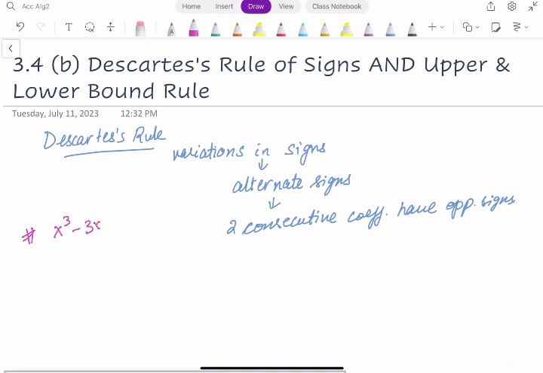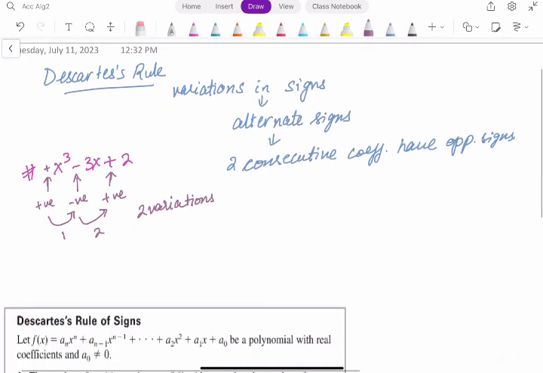So we have x cubed minus 3x plus 2. In this case, we need to understand how the signs are changing. We have negative here and positive with 2, but x cubed is standing alone, which means it has a positive sign. So we have positive, negative, and positive. The signs are changing twice, from positive to negative and then from negative to positive. So we will say there are two variations.